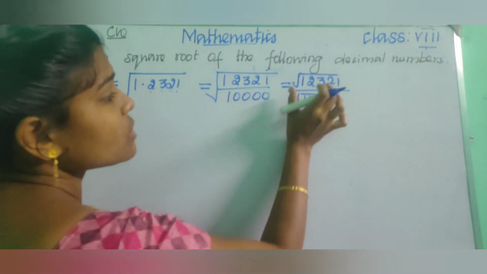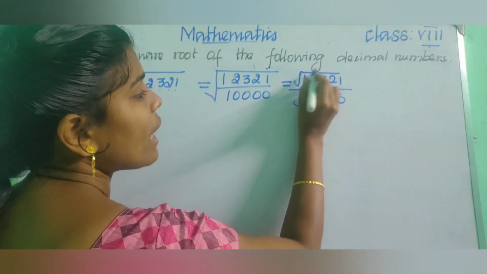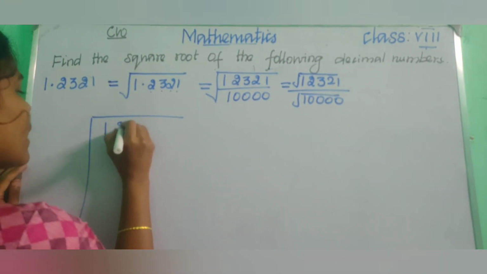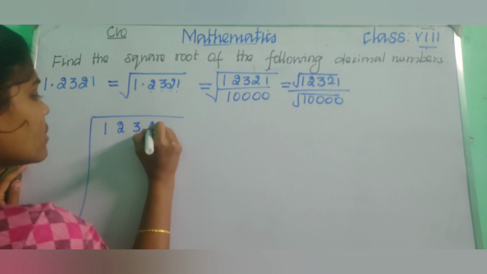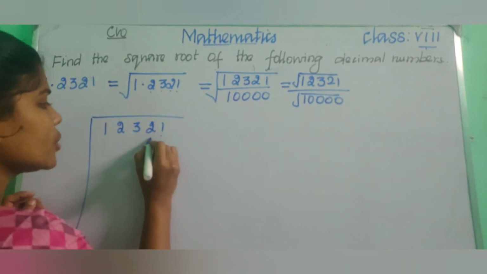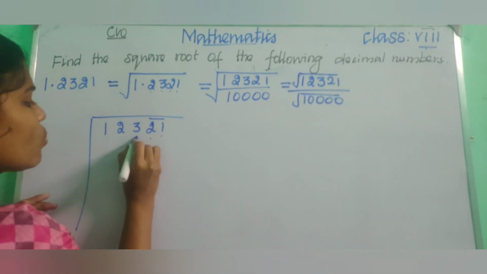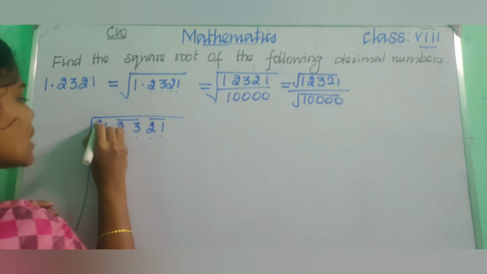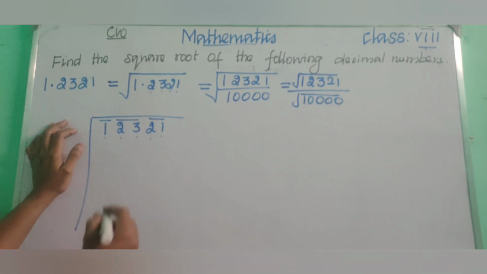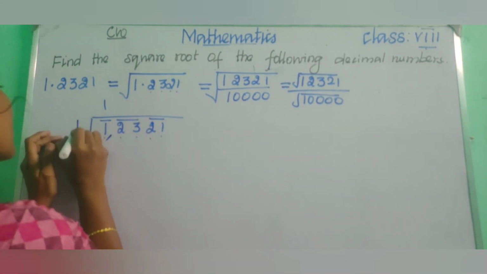We got this one. So first of all, we need to find the square root for this number, 12321. First we need to insert the bars, right? So count the digits, 1, 2. Now we can insert a bar. Again 1, 2, insert a bar, and at the last we have only 1. So 1 is here. That 1 squared, 1 times 1 is 1.